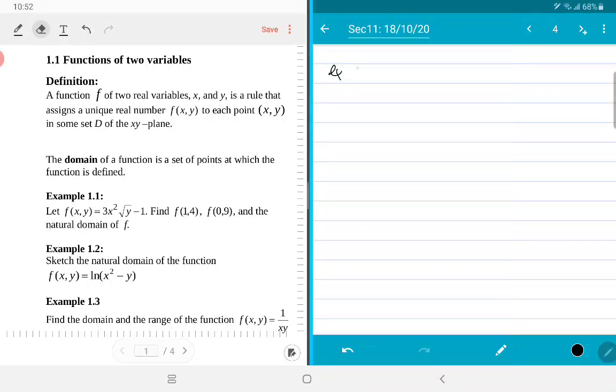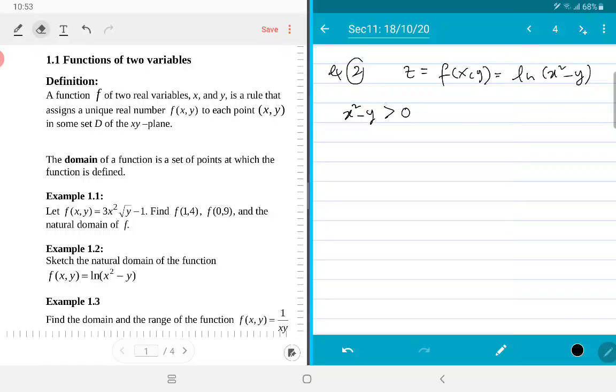Example 2. We're given a function, I'm going to call it z, f(x,y) is equal to ln of x squared minus y. From engineering math 1, you know that there is a restriction for ln. You can only find ln of a positive value, right? So in this case, we have x squared minus y in our function ln. So we know that x squared minus y must be larger than 0. If x squared minus y is less than 0, then we cannot find the ln of the value.